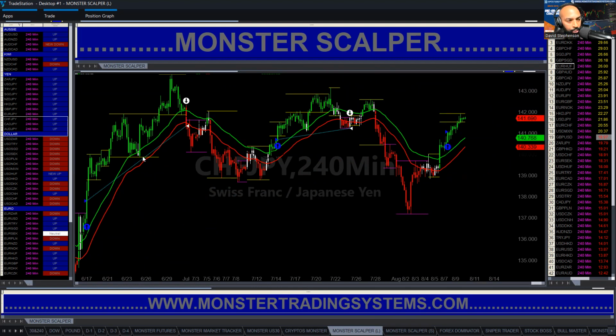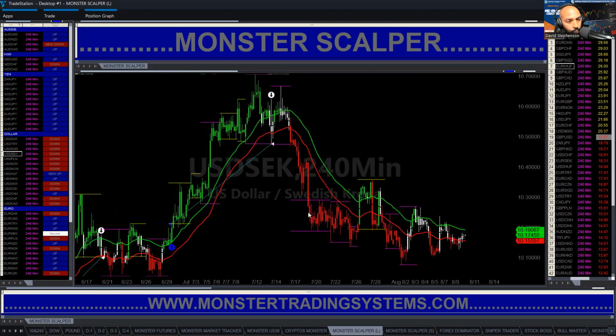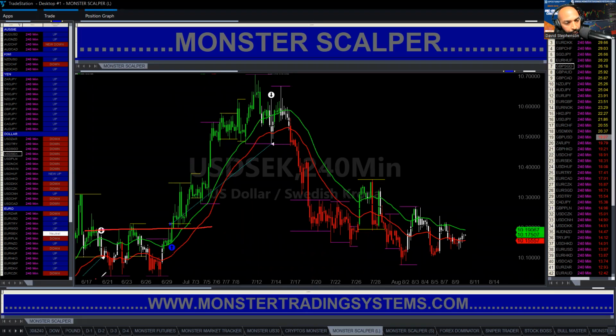I want to show you why this is important. I want to find where sellers really came in. Look here, and I'll leave you with this to think about. Here is resistance, here is support. Price hits support, resistance right here, support right here. Buyers came in, broke resistance. We got a buy signal right here.